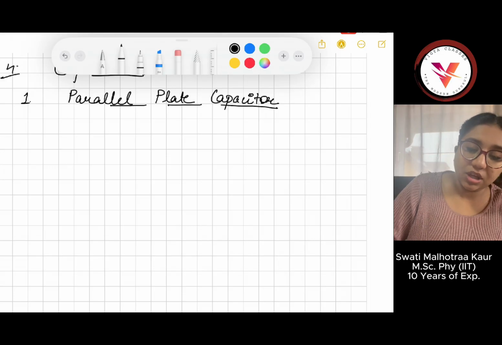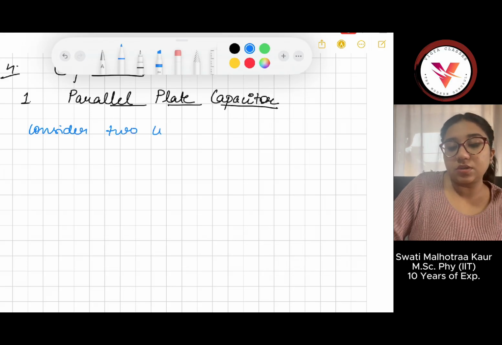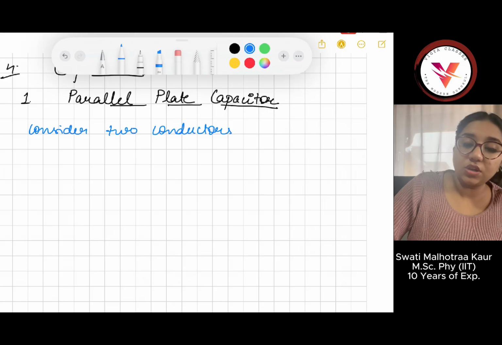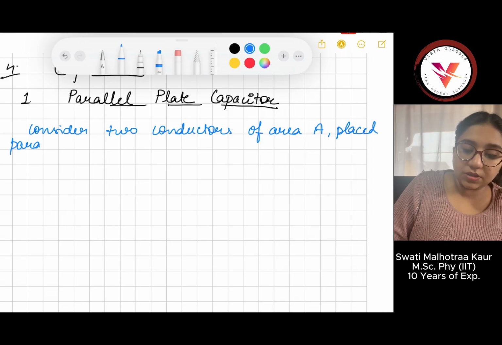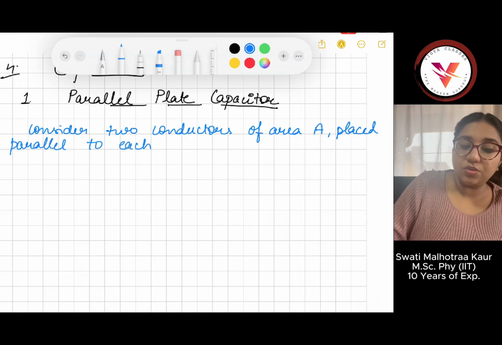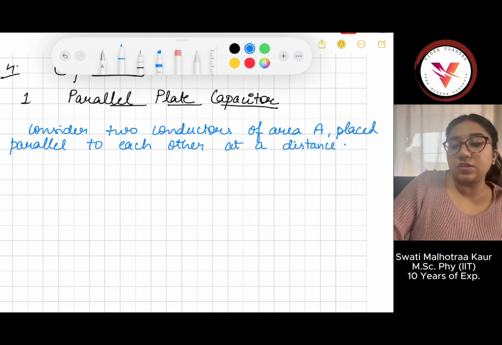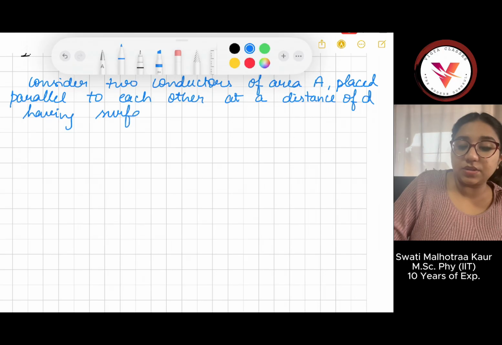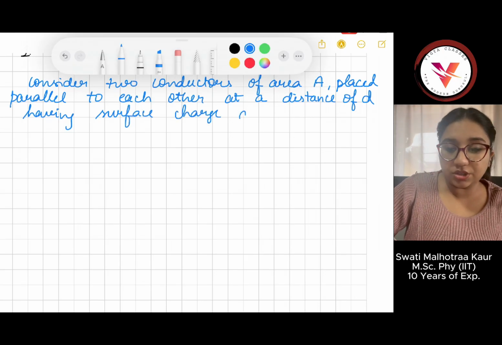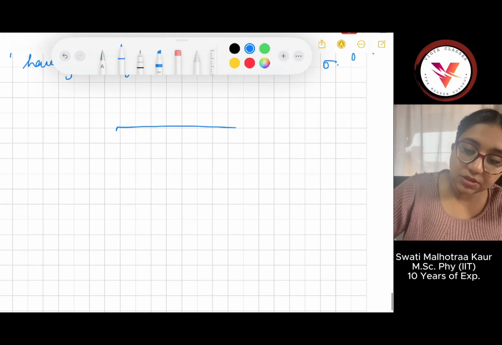So for the parallel plate capacitor, consider two conductors of area A placed parallel to each other at a distance of d, having surface charge densities sigma. Okay, so now consider two plates.